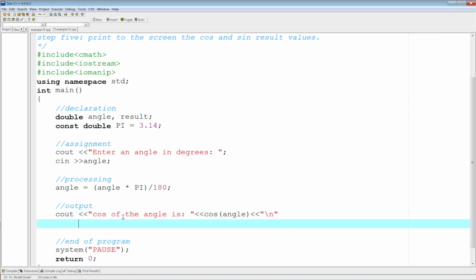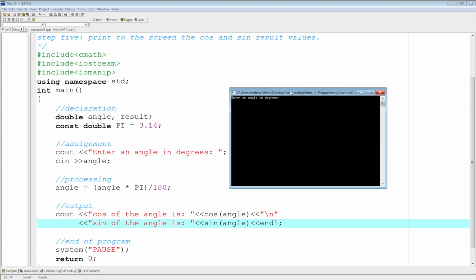And then we're going to do the same thing here. Sine of the angle is, and then we could do sine and re-enter that same angle. And then do an endl. Now let's see how this behaves. So I'm going to compile and run.